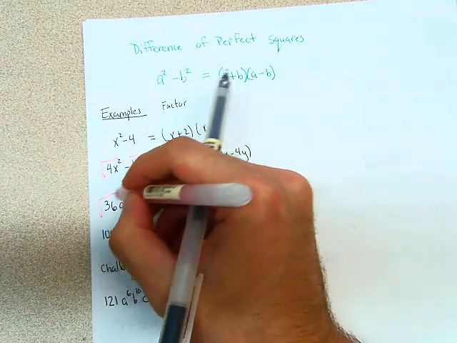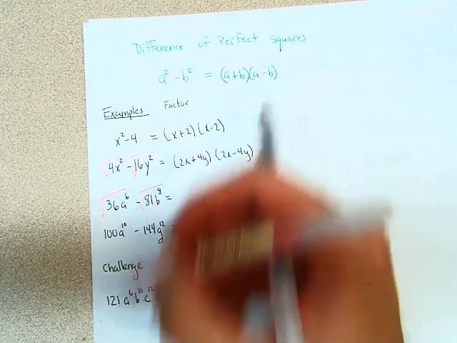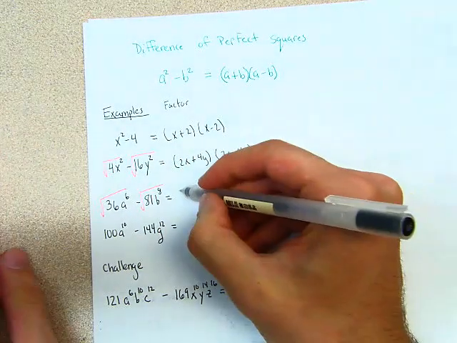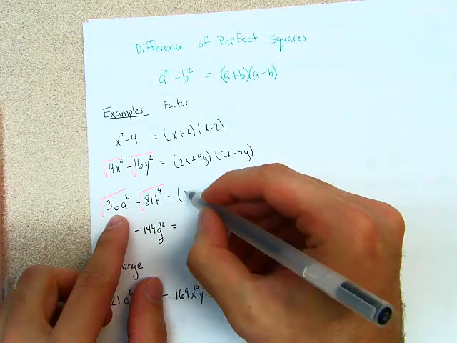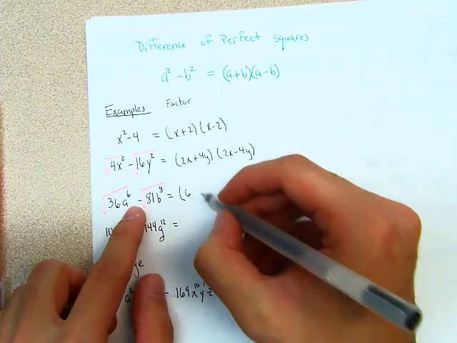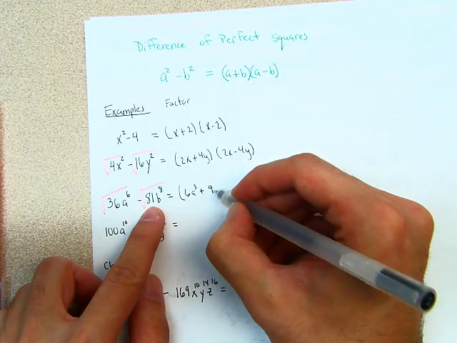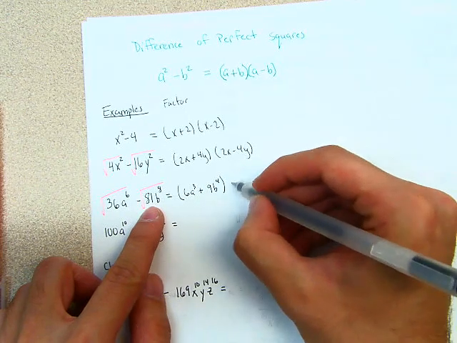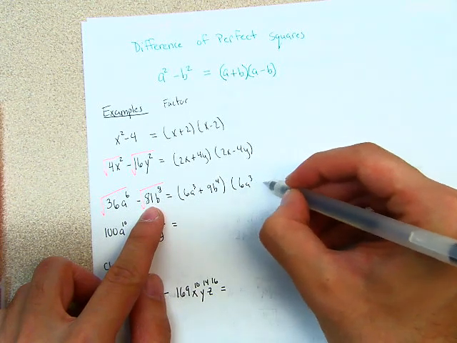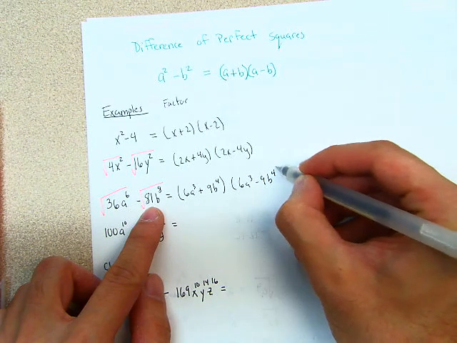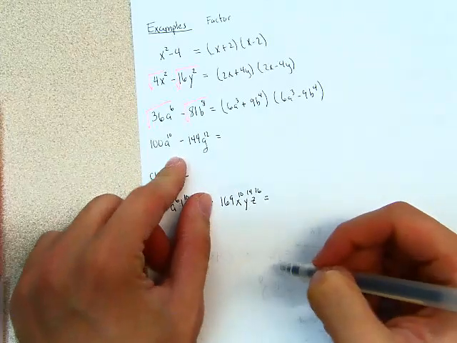Take the square root of this, take the square root of this. Square root of 36 is 6. Square root of a to the 6 is a to the 3rd. Plus 9b to the 4th, right? So this is 6a cubed minus 9b to the 4th. Right? What about the next one?